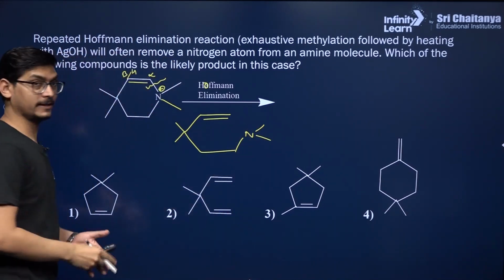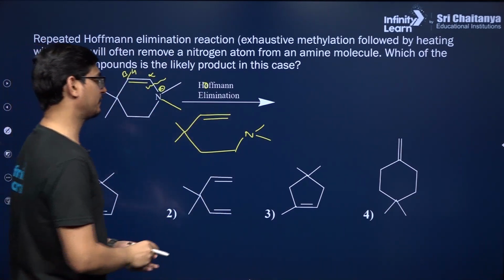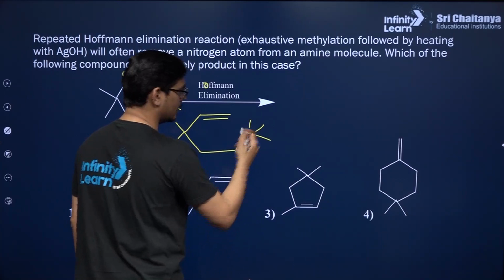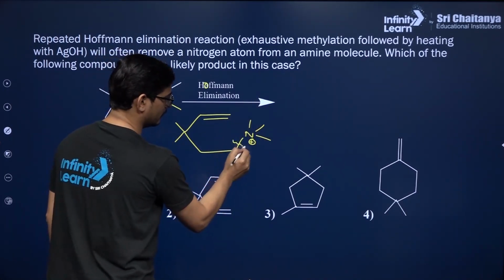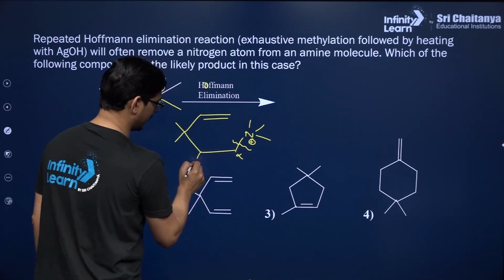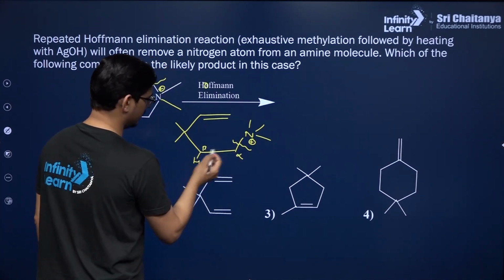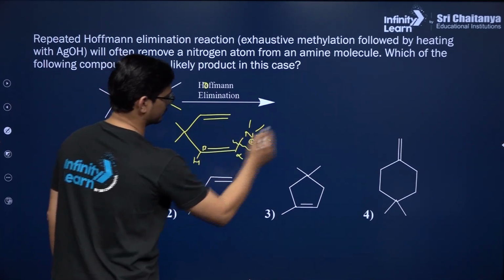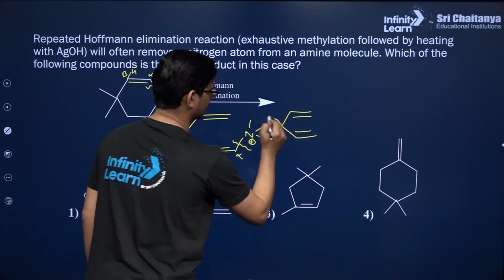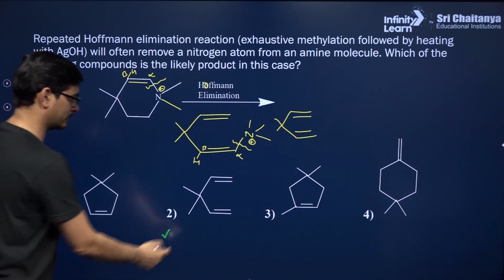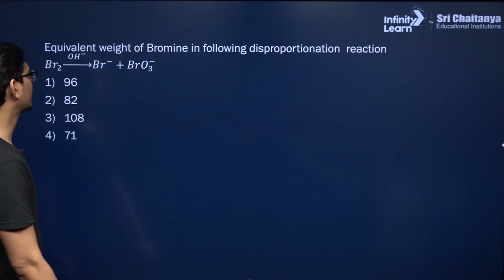right? And then again it can undergo a second round of Hofmann exhaustive methylation, which will be this, another equivalent of CH3I will add, and then it will undergo Hofmann elimination. This bond will break at alpha and we will remove a beta hydrogen, right? Again a pi bond will come here. So you can see what we will get, this compound, right? So the correct answer is option 2.